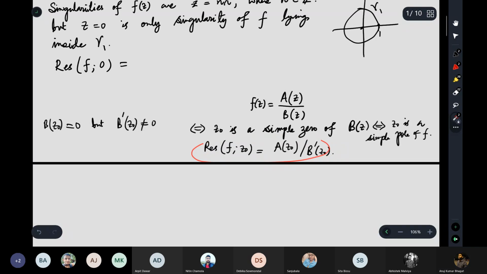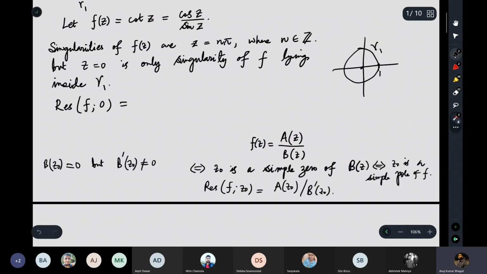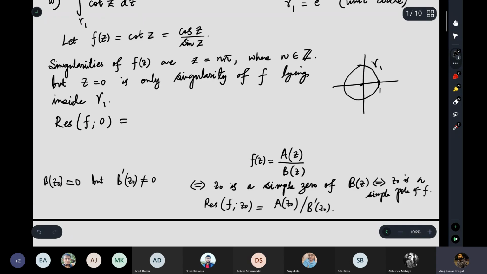Keep that in mind. Now, can you tell me how I will calculate the residue in this case? It is of the form cos z by sin z. So consider b(z) as sin z. Then b(0), that is sin 0, is 0, but the derivative of sin z evaluated at 0 is not 0.